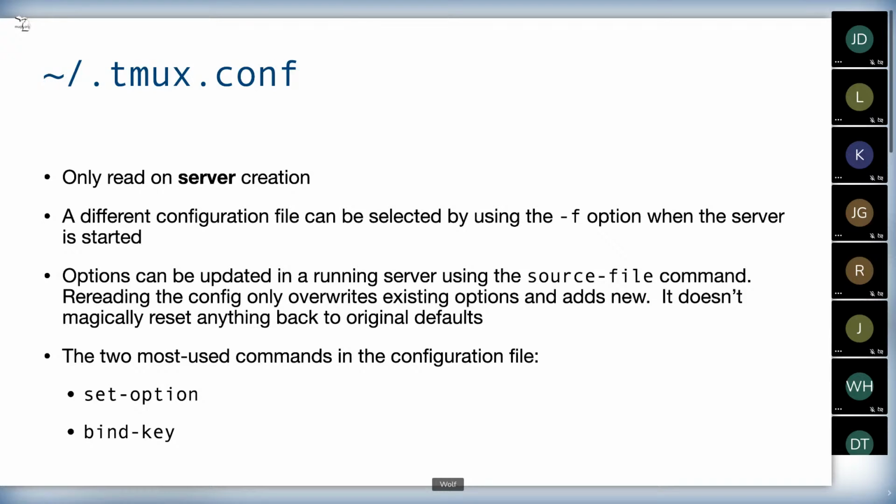You can actually make it use a different configuration file with a -f flag. Whenever you want to, while your server is running, you can update all the values that it's using to do its job, all its options and variables and whatnot, by sourcing a configuration file with source-file. But rereading such a file only overwrites the options that you've got now, and adds new ones. It doesn't reset anything back to original defaults.